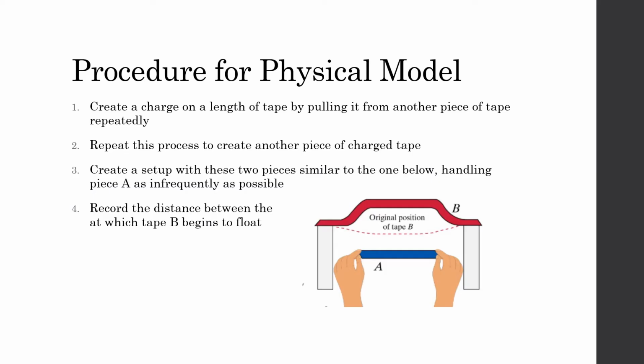Here is the procedure for the physical model for this lab. The first step was to create a charge on a length of tape by pulling it from another piece of tape repeatedly, the second piece of tape being stuck to the table. We would repeat this process to create another piece of charged tape. Then we would create a setup similar to the one below and handle piece A as infrequently as possible. We would move piece A closer to piece B until piece B begins to float, and we would record the distance at which tape B begins to float.